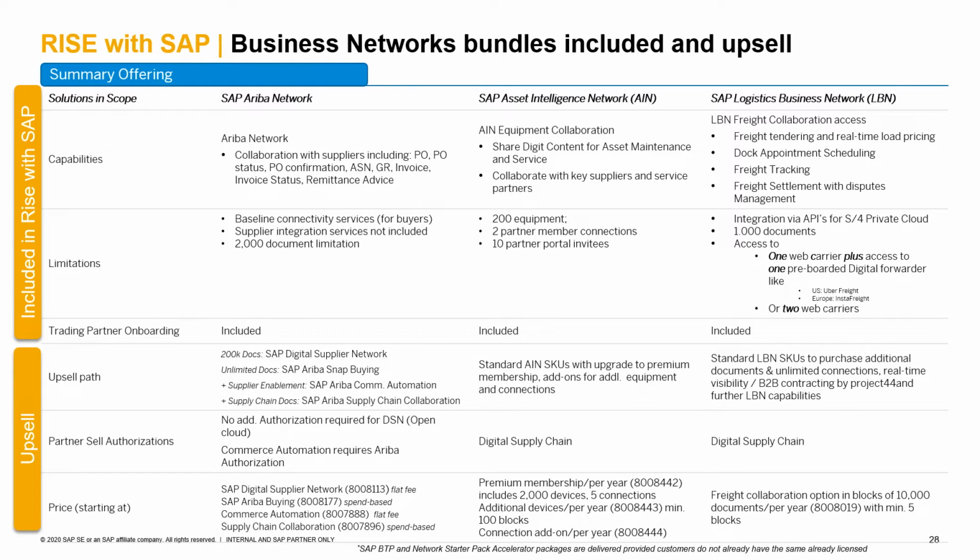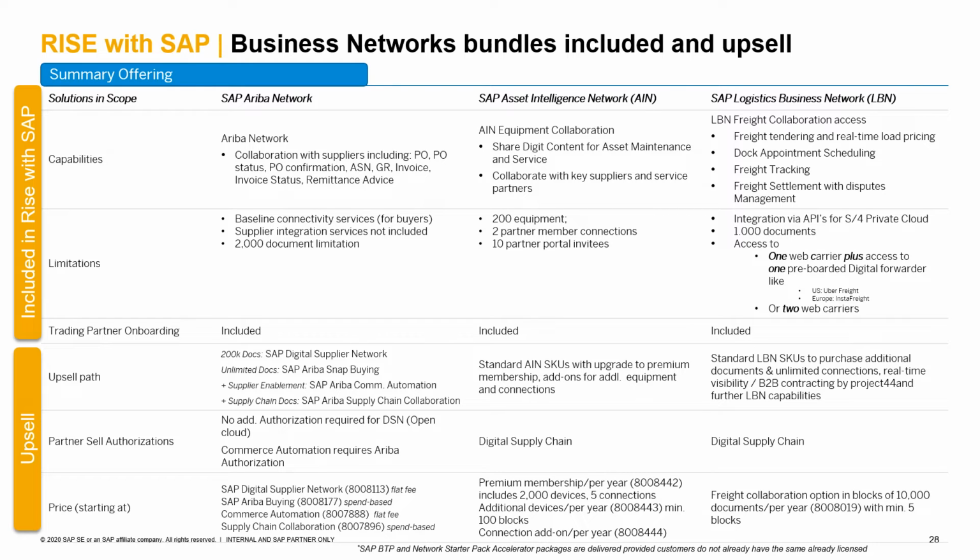Next, under Asset Intelligence Network, in terms of what's included, we have the AIN Equipment Collaboration. So share digital content, collaborate with key suppliers and service partners. And the limit here is 200 pieces of equipment, 2 partner member connections, and 10 partner portal invitees. And finally, for the LBN, Freight Collaboration Access details, you can see here what's included. And it includes up to 1,000 documents. And you have access to 1 web carrier, plus access to 1 pre-boarded digital forwarder like Uber Freight, Europe Interfreight, etc., and 2 web carriers.